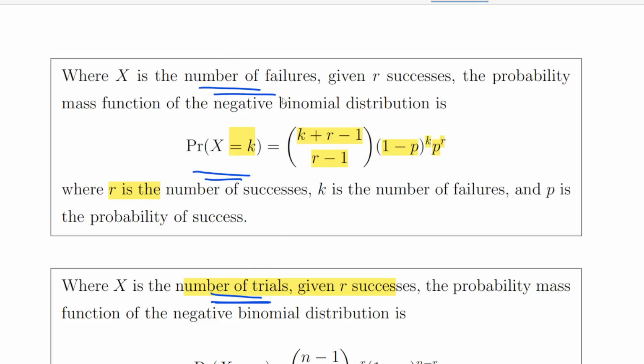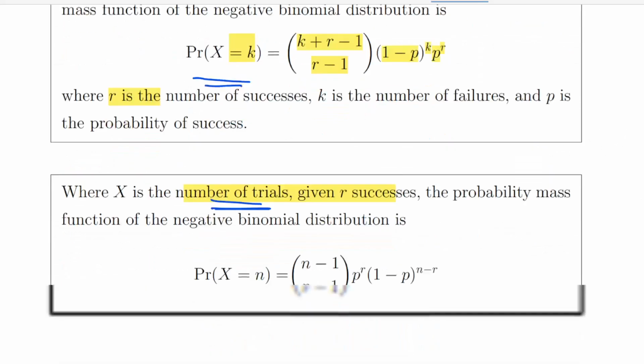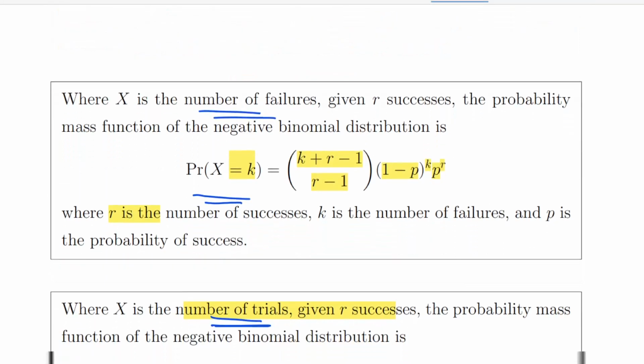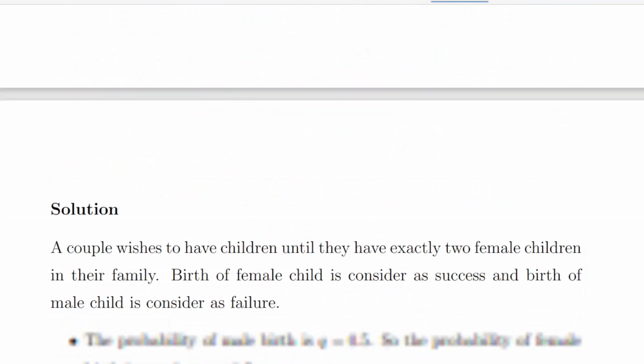So just watch out for stuff like that. That's actually quite important when you're dealing with the negative binomial distribution. Okay? Now, this question is fairly straightforward. It does actually deal with the first case, so we'll use that from now on. But just be careful about this going forward.